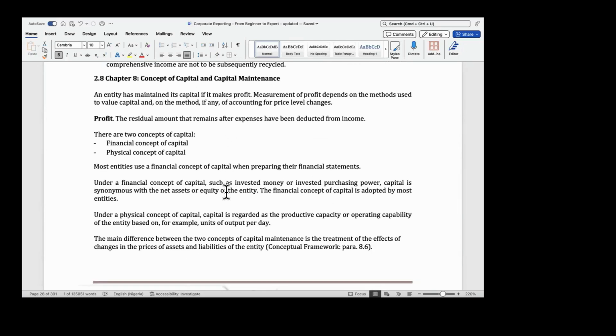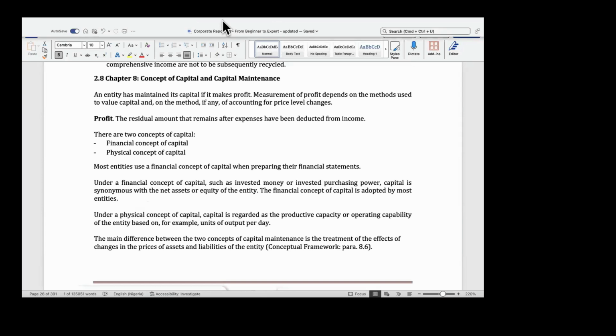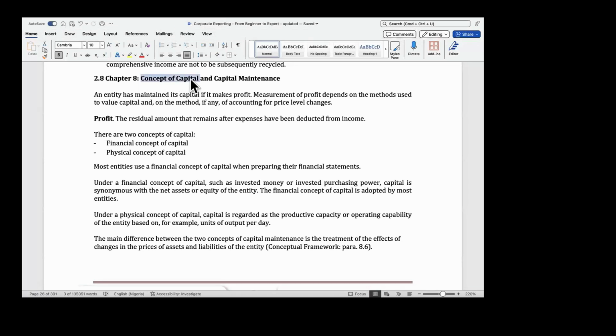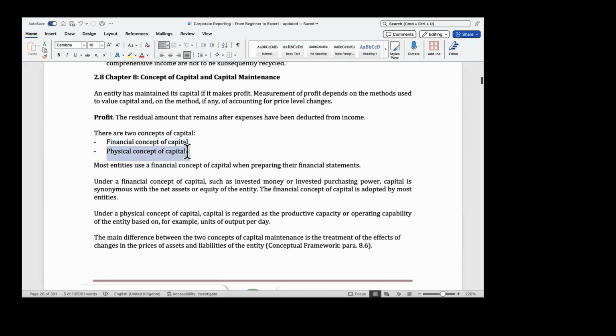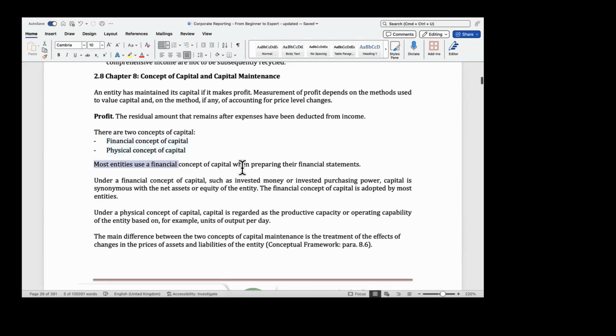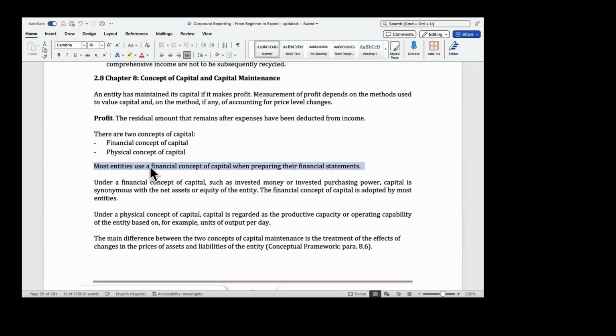So the final one is chapter 8, which talks about the concept of capital and capital maintenance. So two things here. The first is the concept of capital. The second is capital maintenance. According to this conceptual framework, there are two concepts of capital: the financial concept of capital, and the physical concept of capital. As it is in the accounting world today, most entities use the financial concept of capital when preparing their financial statements.